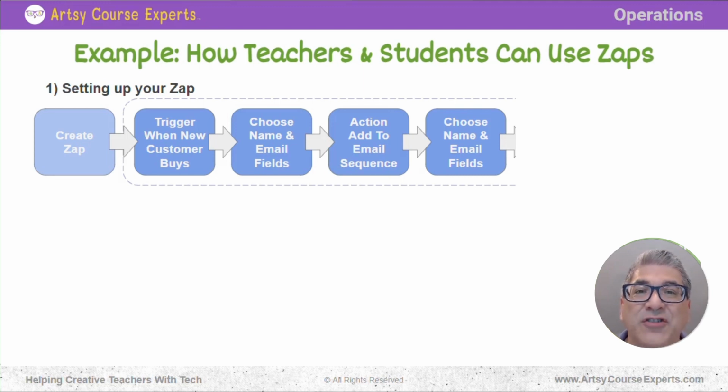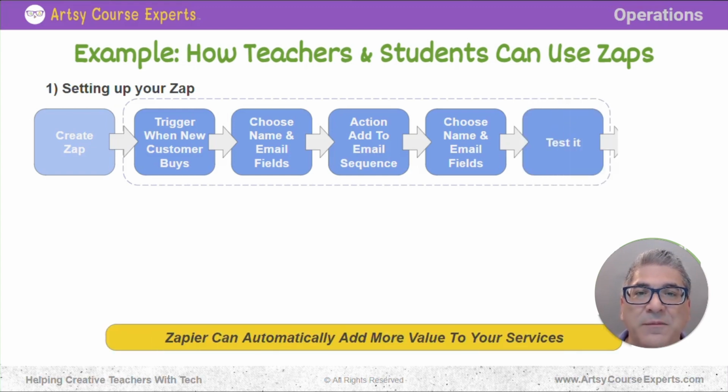Then as a teacher, you click test. So this means that you're going to look at some recent customers that have purchased from you. And then you're going to see that some of their fields got filled in. And so when you press test, you're going to then be able to go to MailChimp and see that you have a new audience member from one of the recent customers.